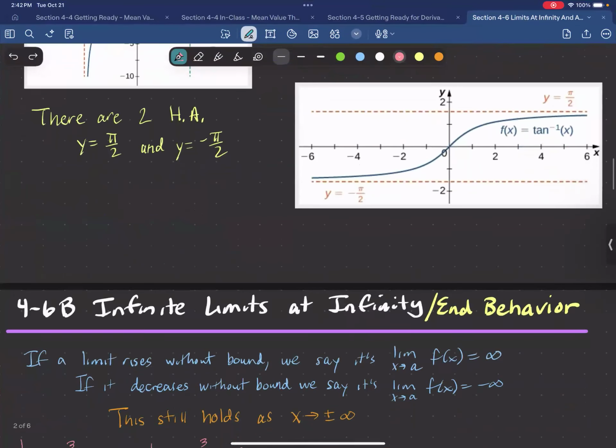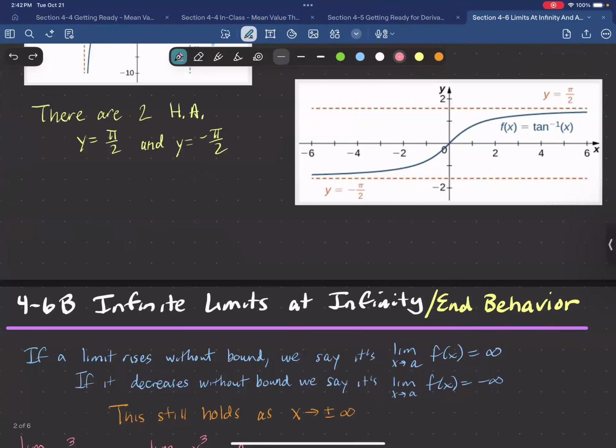Let's take a look at infinite limits at infinity. If a limit rises without bound, it's going up, up, and away. The limit is going to be infinity. And if it decreases without bound, it's going to negative infinity. This still holds true as x goes to plus or minus infinity.